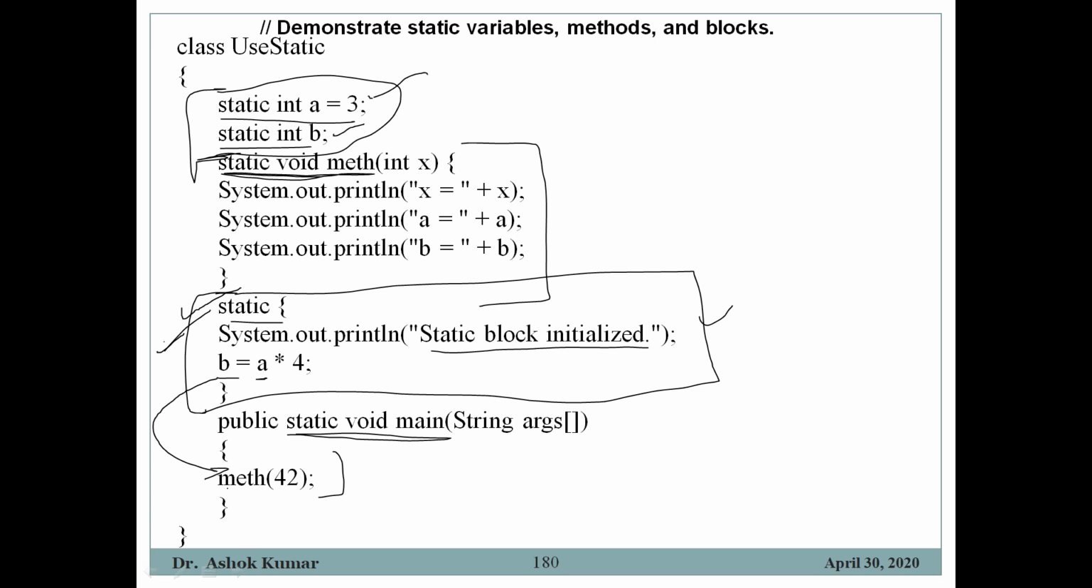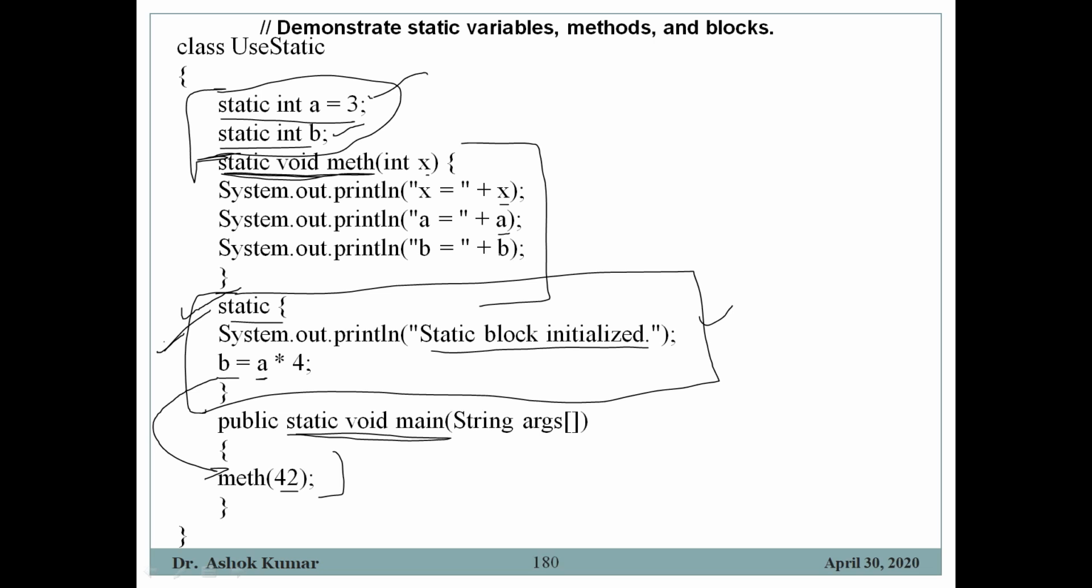When the main runs, it will call the math method. This main is static, and a static method can call another static method of the class. That's why we have made it static. So this 42 will be transferred to X. It will run the code of this math method. X will be printed first, so you will get 42. Then it will print A. The value of A is 3, so you will get 3. Next, it will print B. The value of B is 12, so you will get 12. So this is what will happen.